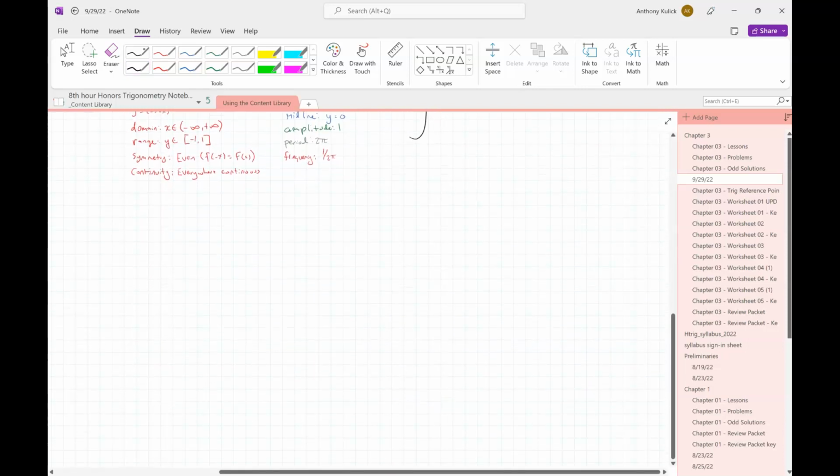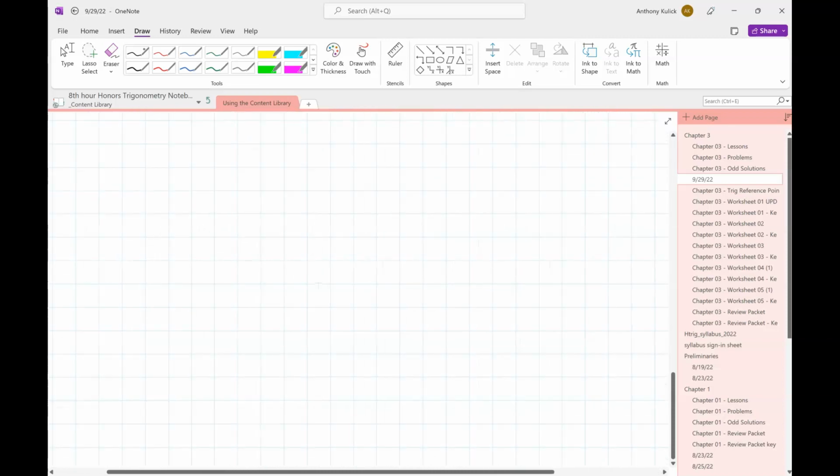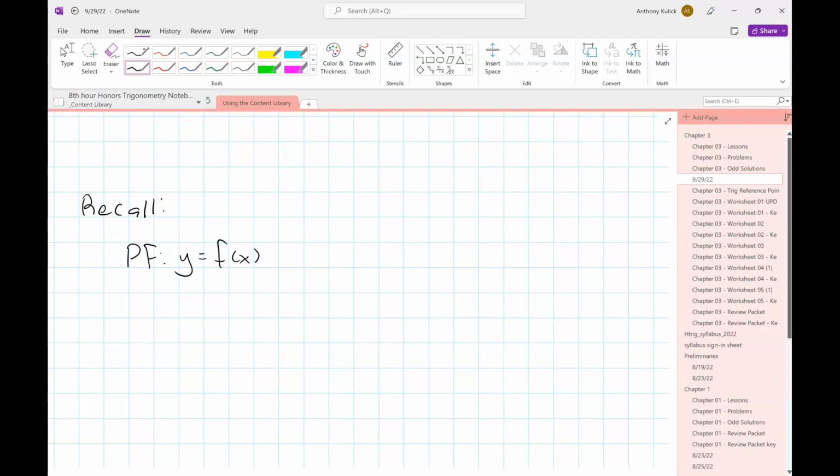All right. Now I want to think back to section 1.8. Recall in 1.8 we talked about a parent function and then a resultant function, where that resultant function was a transformation of some parent function.